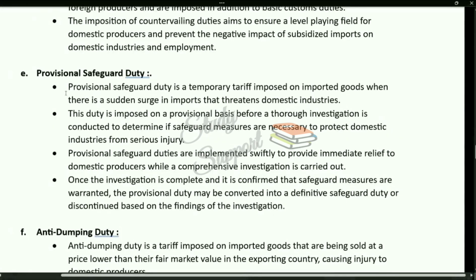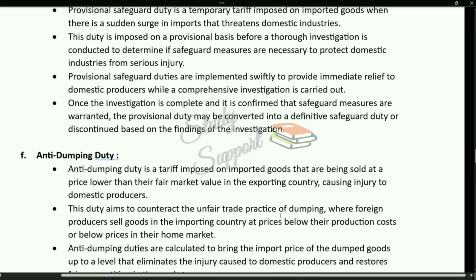E. Provisional safeguard duty. Provisional safeguard duty is a temporary tariff imposed on imported goods when there is a sudden surge in imports that threatens domestic industries. This duty is imposed on a provisional basis before a thorough investigation is conducted to determine if safeguard measures are necessary to protect domestic industries from serious injury. Provisional safeguard duties are implemented swiftly to provide immediate relief to domestic producers while a comprehensive investigation is carried out. Once the investigation is complete and it is confirmed that safeguard measures are warranted, the provisional duty may be converted into a definitive safeguard duty or discontinued based on the findings of the investigation.